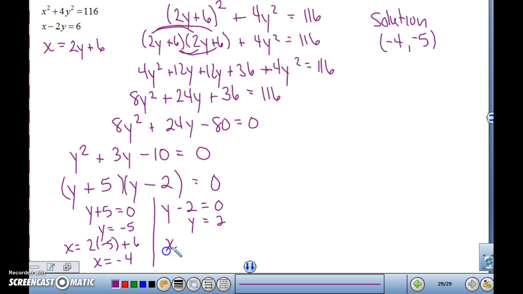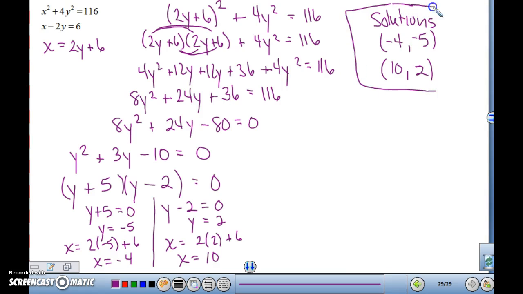Now I also have a solution of y equals 2, so what x goes with that one? X is equal to 2 times 2 plus 6. 2 times 2 is 4, plus 6 is 10. So my second solution, I have two solutions here, is going to be x is 10, y is 2. So those are my solutions to that system.